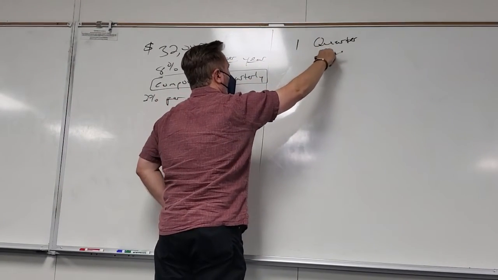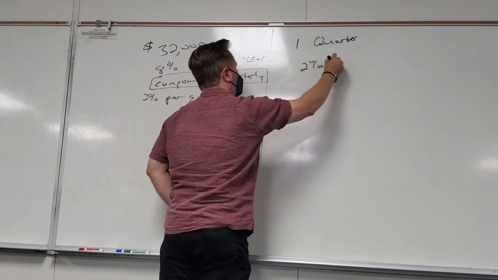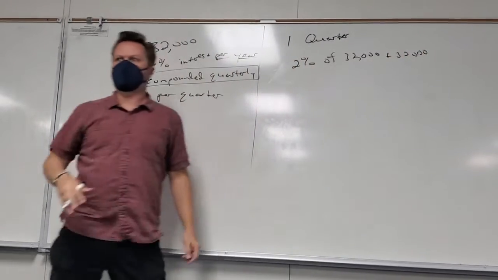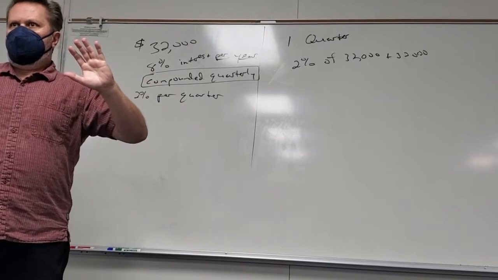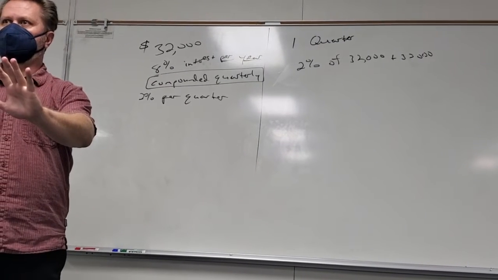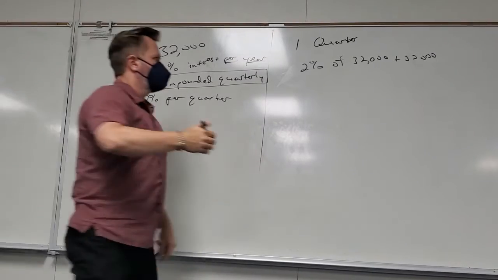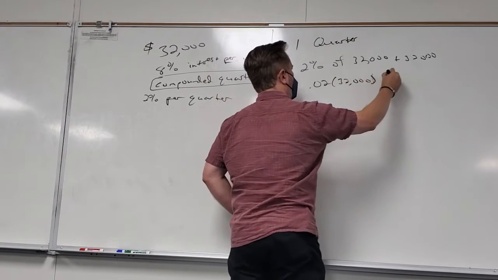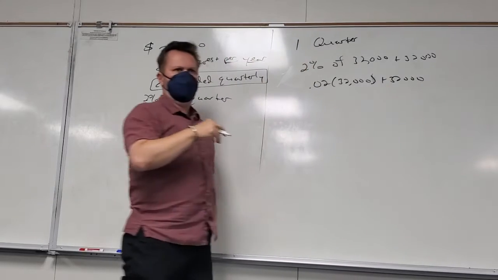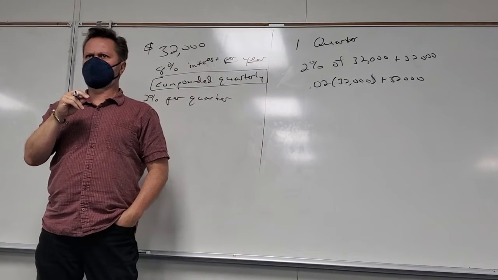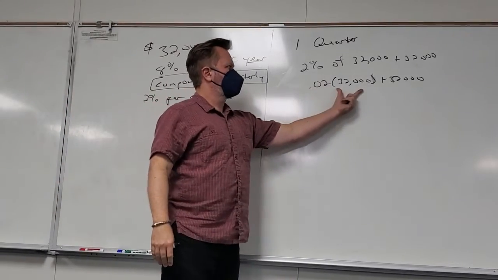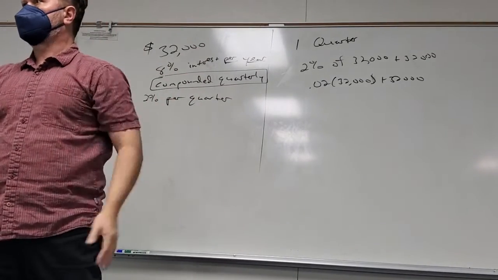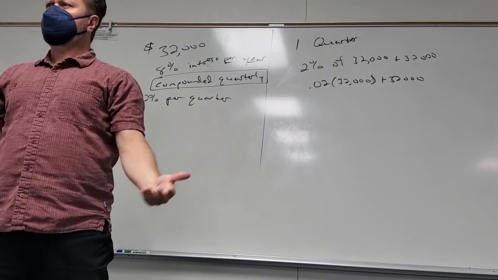So if I let one quarter go by, I'm going to take 2% of 32,000 and add it to 32,000. I'm going to put that in the bank on top of the 32,000. This would be 0.02 times 32,000 plus 32,000, right? You guys with me? Is that 2% of 32,000? And they're going to add that to the 32,000 in the bank. I want the bank amount to be going up, or else what is this bank all about? Are you guys cool with that?